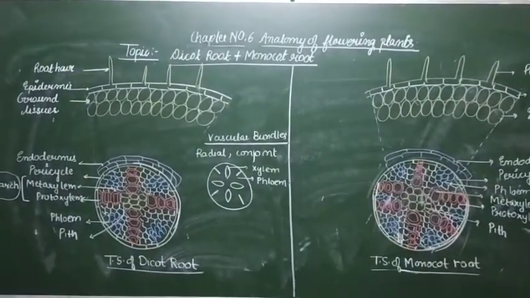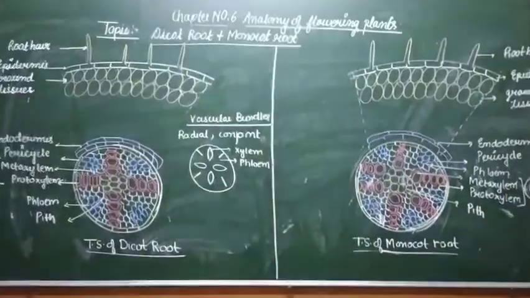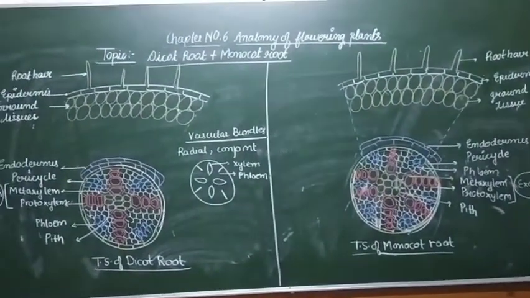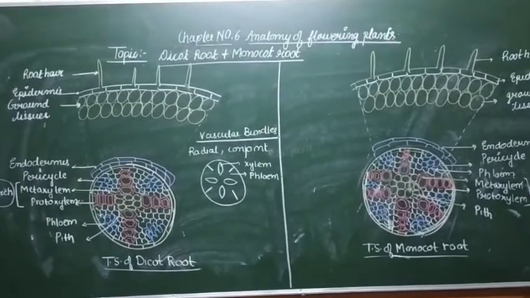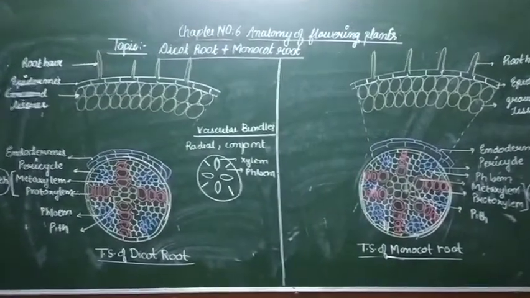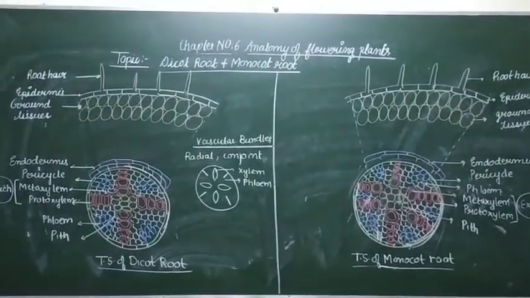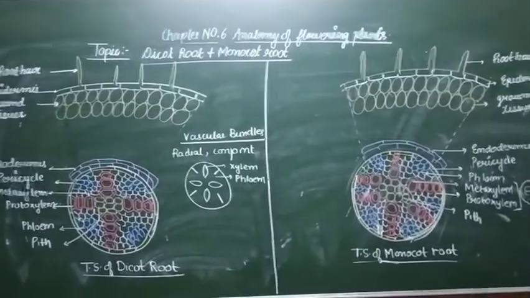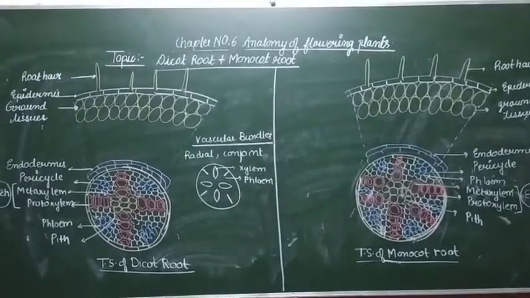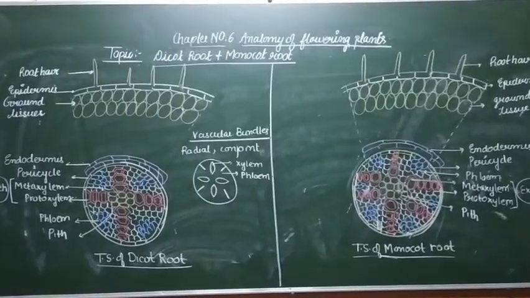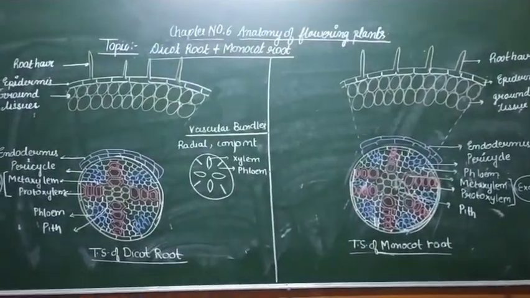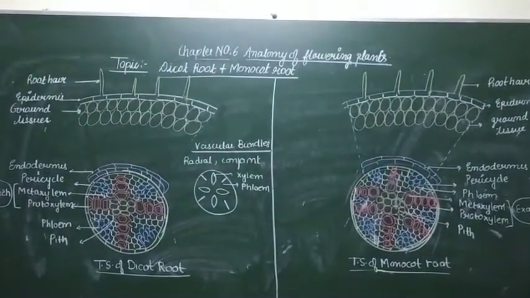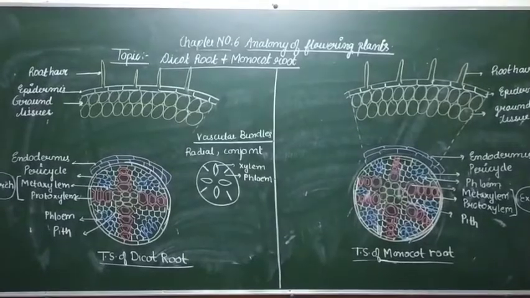And this is again the whole view of your TS of the dicot root as well as the TS of the monocot root. So beta, you just have to draw these diagrams very carefully, because from the examination point of view as well as the practical point of view, you have to make these diagrams beautifully, and the labeling should be accurate. Fine? And the bundle should be very clear and neatly drawn.